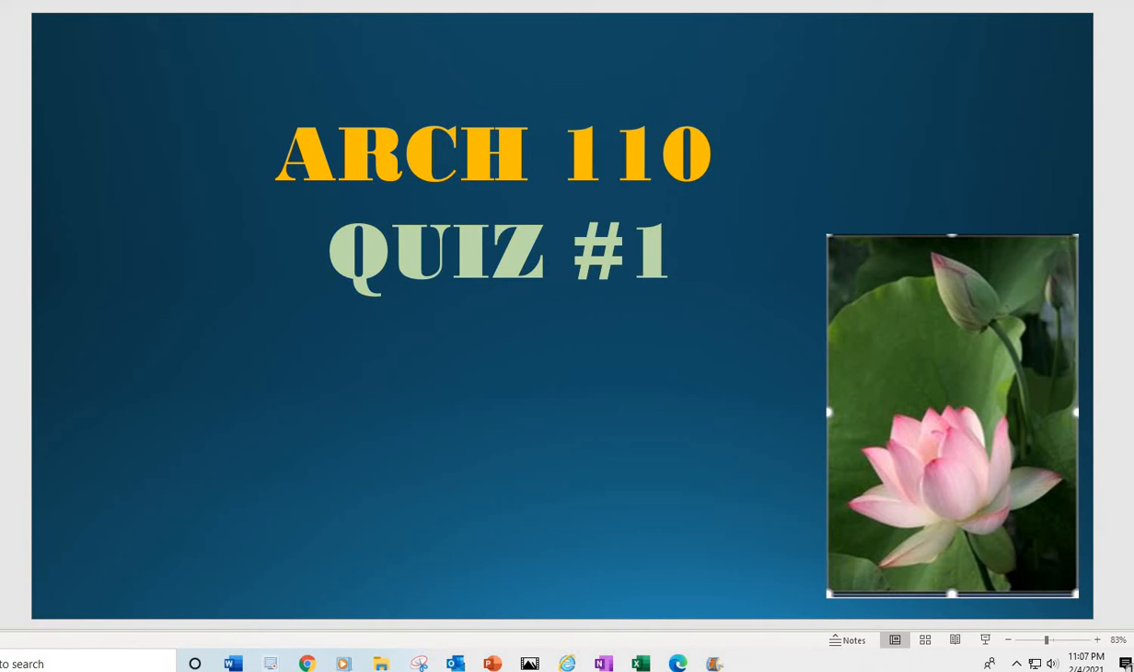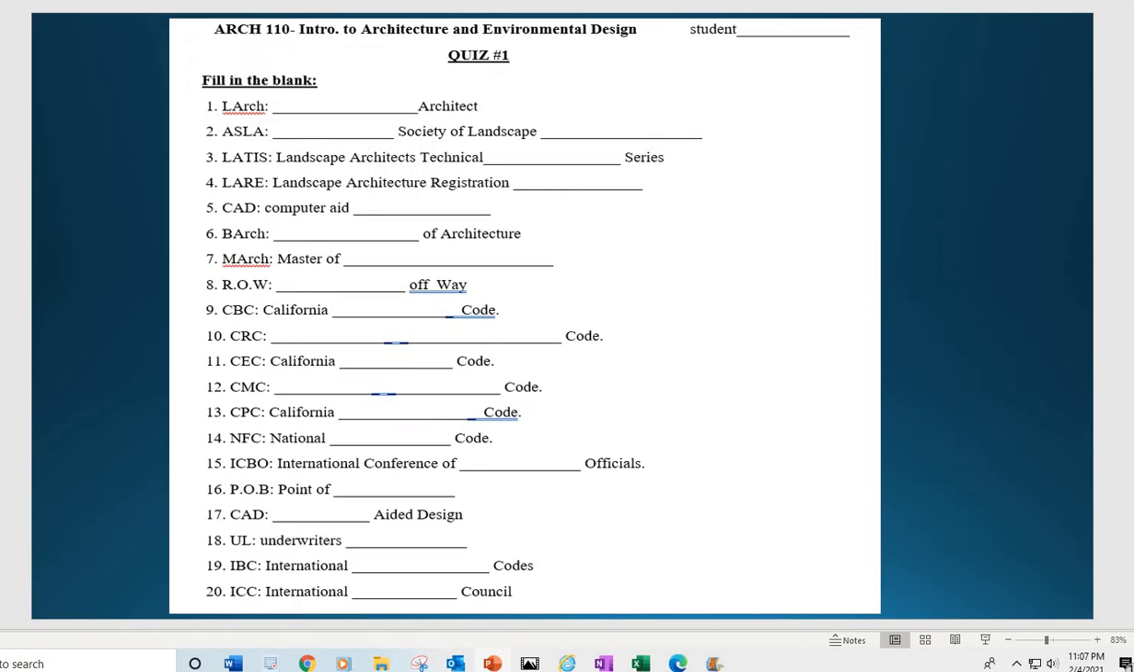Okay, quiz number 1 has 3 parts. The first one is fill in the blank, and this is some of the blanks you need to fill in. All of them are from chapter 1, chapter 2, chapter 4, and the other chapters I prepared for you. So review all of them and you can figure out how to fill in the blank.